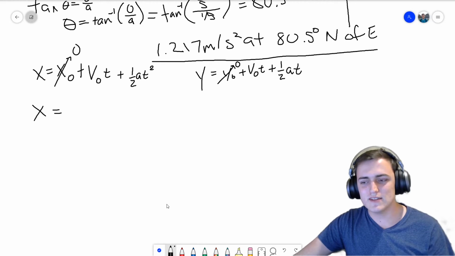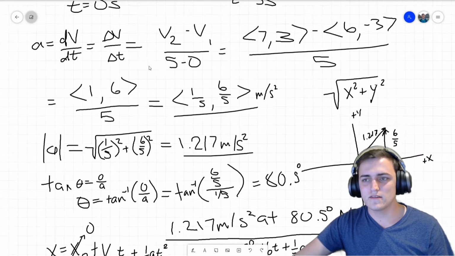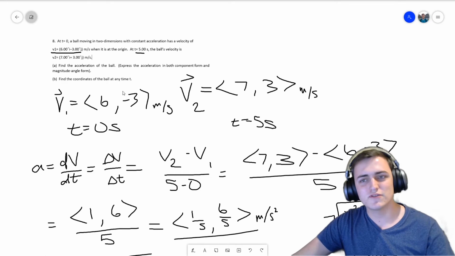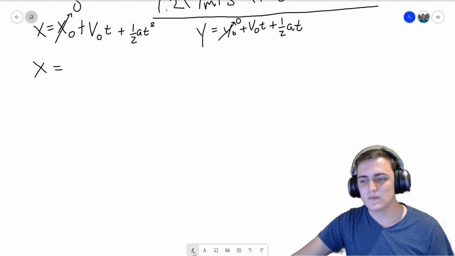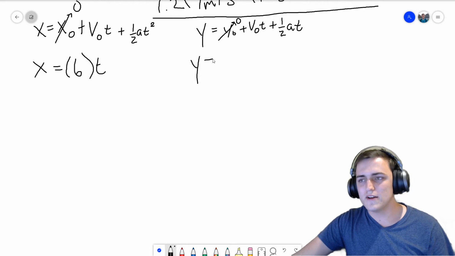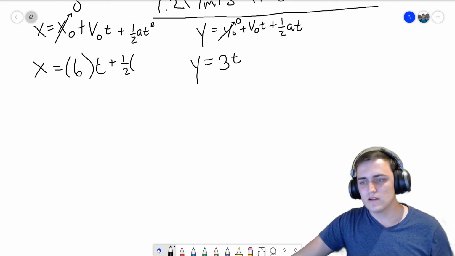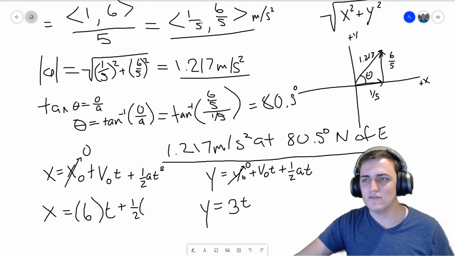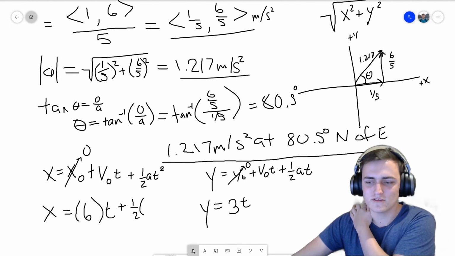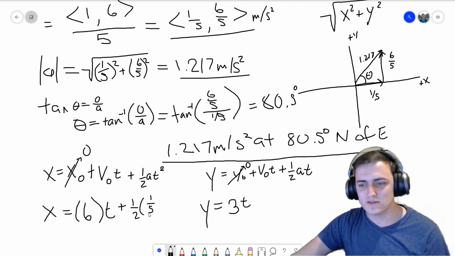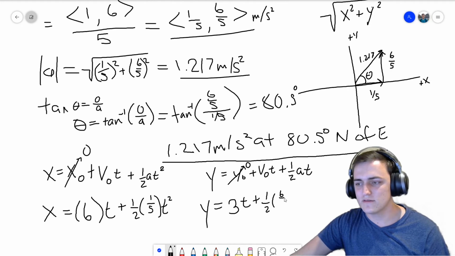Now we have the initial velocity in the x direction. If we go back to the question, v1 was our initial velocity, and we had 6 and -3. So we can say that v initial in the x direction was 6 times time. And in the y direction, we had a v initial of 3 times time. And now we're on to that second term, 1/2 at squared. We found acceleration in its vector form to be 1/5, 6 over 5. So a in the x direction is 1/5 times t squared. And in the y direction, it was 6 over 5 times t squared.